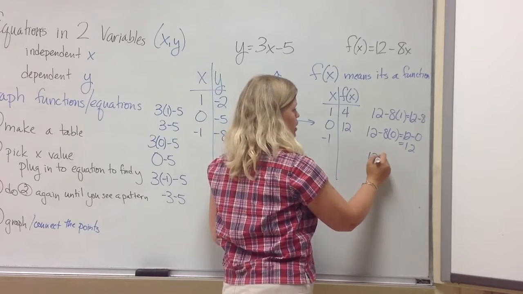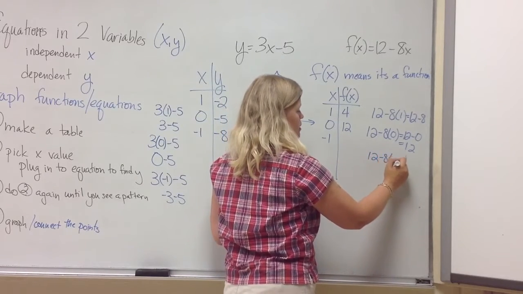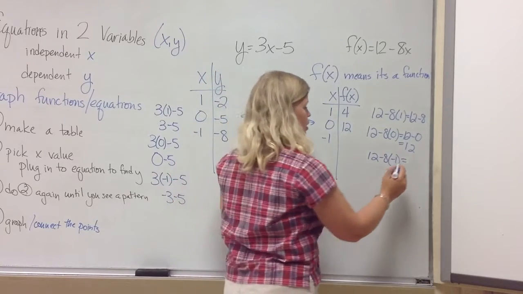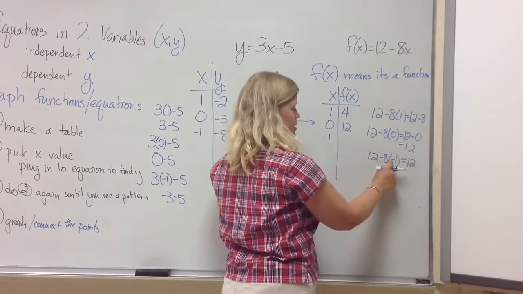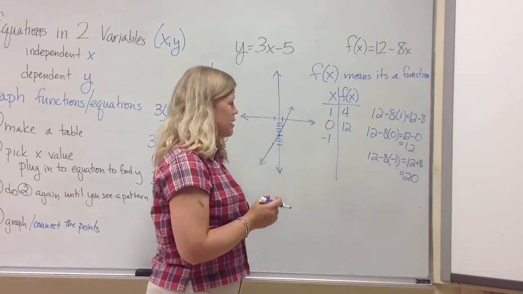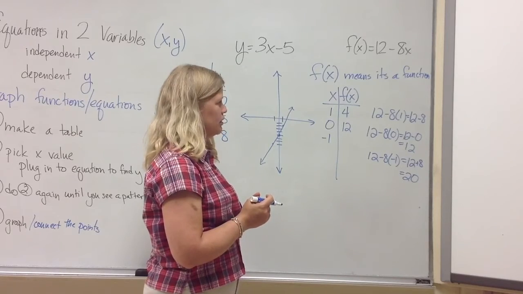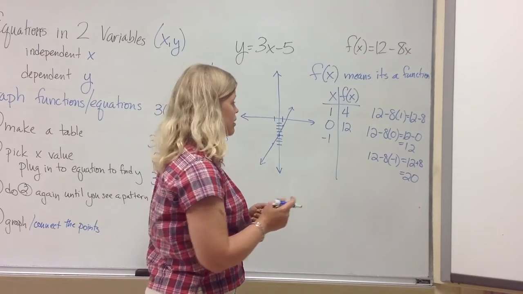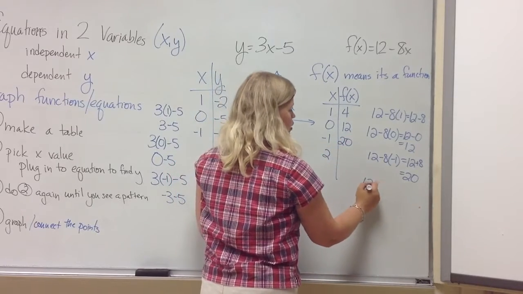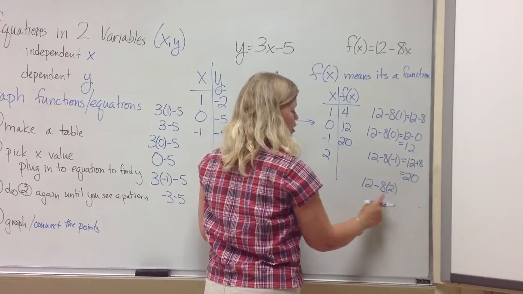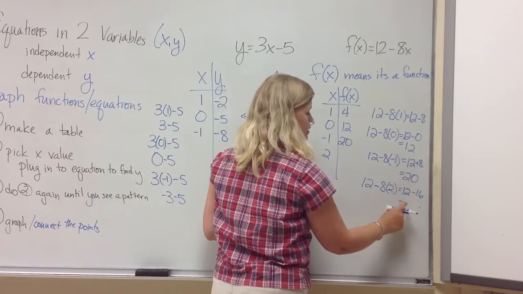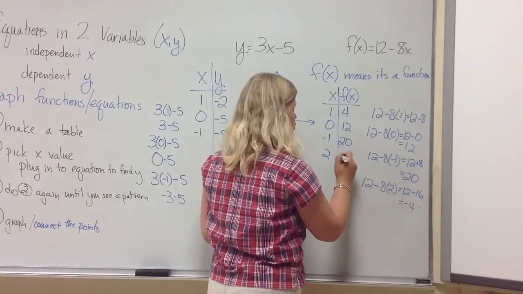If we've got 12 minus 8 times negative 1, order of operations tells us to multiply first. So we've got negative 8 times negative 1, that's like plus, and we get 20. Now, this might be where you go, wow, I don't really like some of these numbers. Okay, let's try 2. Let's put in 2. 12 minus 8 times 2. What is negative 8 times 2? It's negative 16. 12 minus 16 is negative 4.